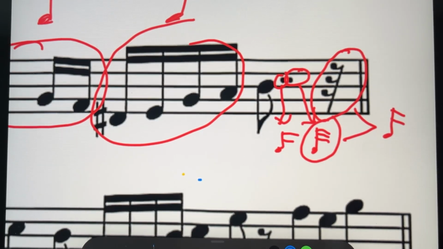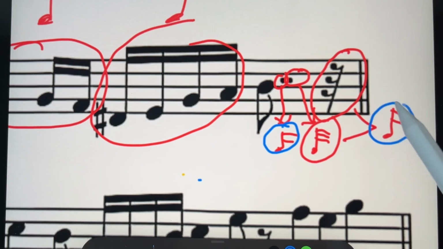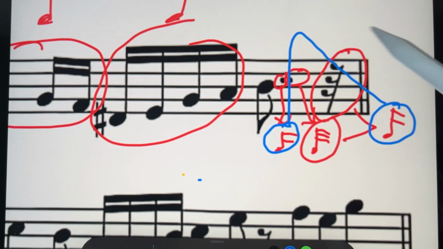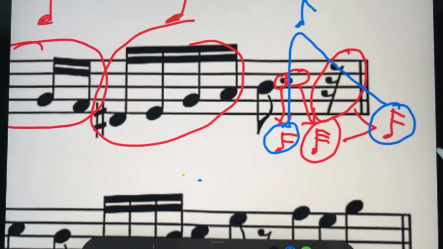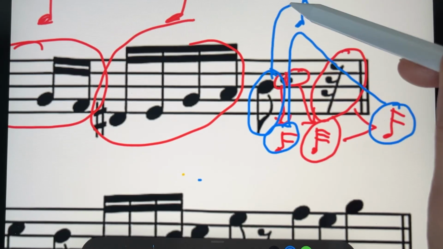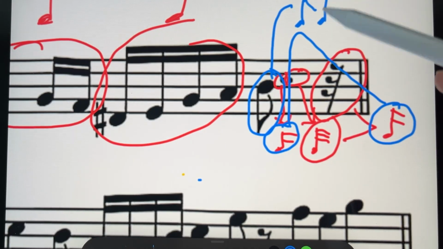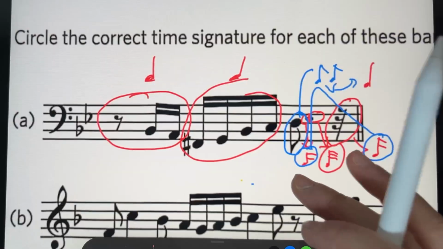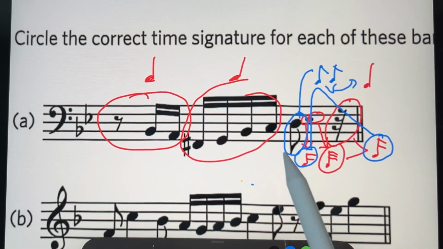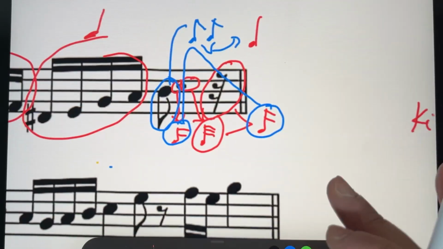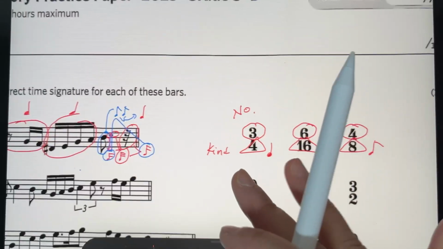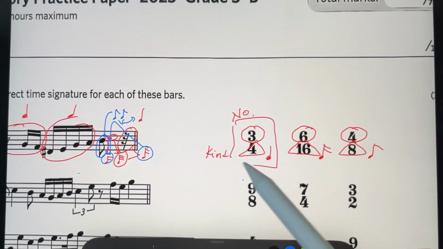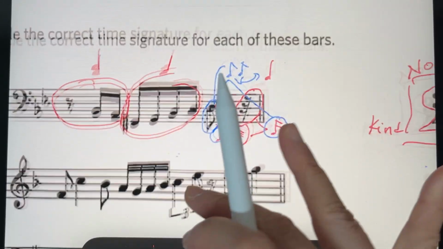So 2 semi-quavers will become 1 quaver, plus this 1 quaver. So I have 2 quavers here, and it will become 1 quarter. So we have 3 quarters here, and there is no crossing. So there is 3 quarters. Second one, B.